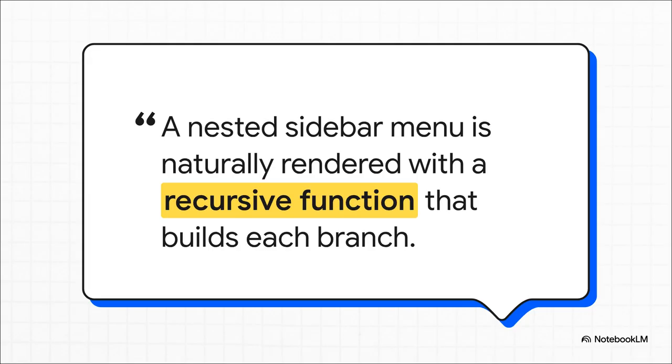And here is where recursion just shines in UI development. How do you render a sidebar menu that has categories and subcategories and sub-subcategories? A recursive function is the perfect answer. It renders one level, and then for any item that has its own children, it just calls itself to render that submenu. It's clean, it's simple, and it's incredibly powerful.